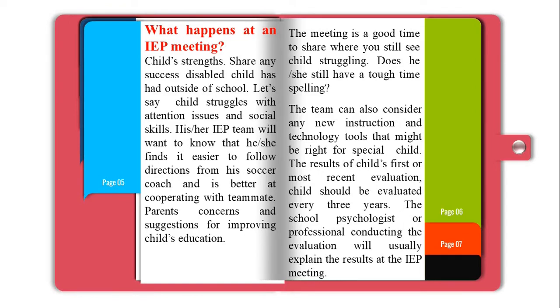Next, parent concerns and suggestions for improving the child's education. The meeting is a good time to share where you still see the child struggling. Does he or she still have a tough time spelling? The team can also consider any new instruction and technology tools that might be right for the child. Then the result of the child's first or most recent evaluation; the child should be evaluated every 3 years, and the school psychologist or professional conducting the evaluation will usually explain the result at the IEP meeting.